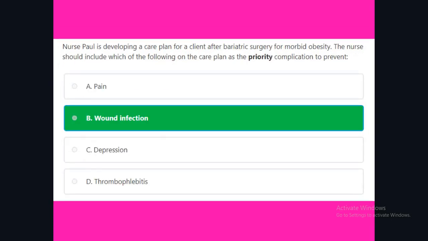Nurse Paul is developing a care plan for a client with bariatric surgery for morbid obesity. The nurse should include which of the following on the care plan as a priority complication to prevent: pain, wound infection, depression, thrombophlebitis. Wound infection is the topmost priority because this can lead to sepsis, and sepsis is not a good thing. It can lead to death. So this is the top priority.